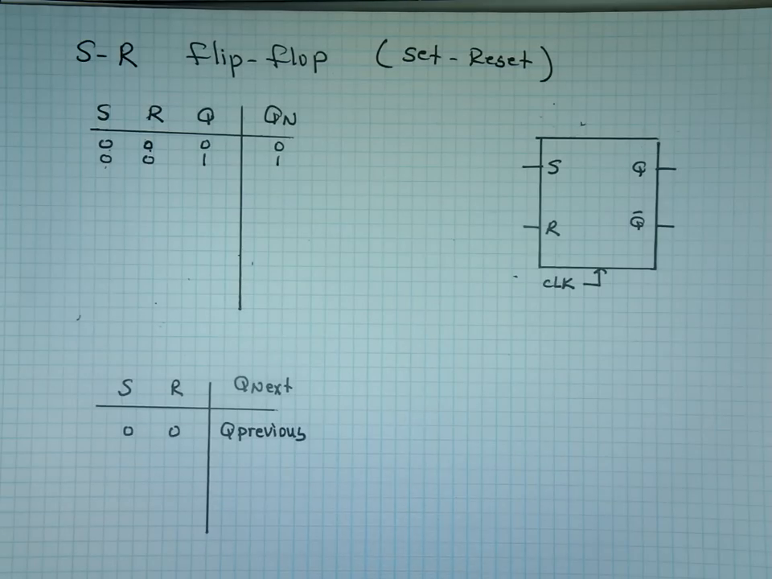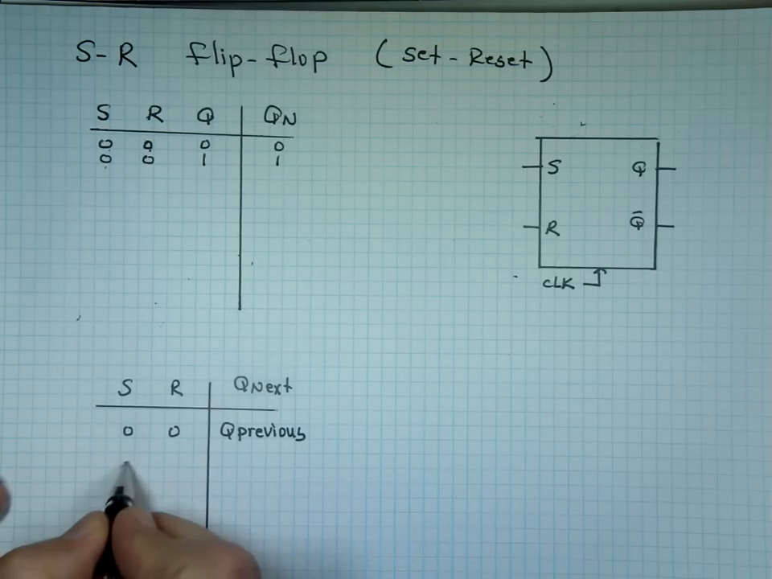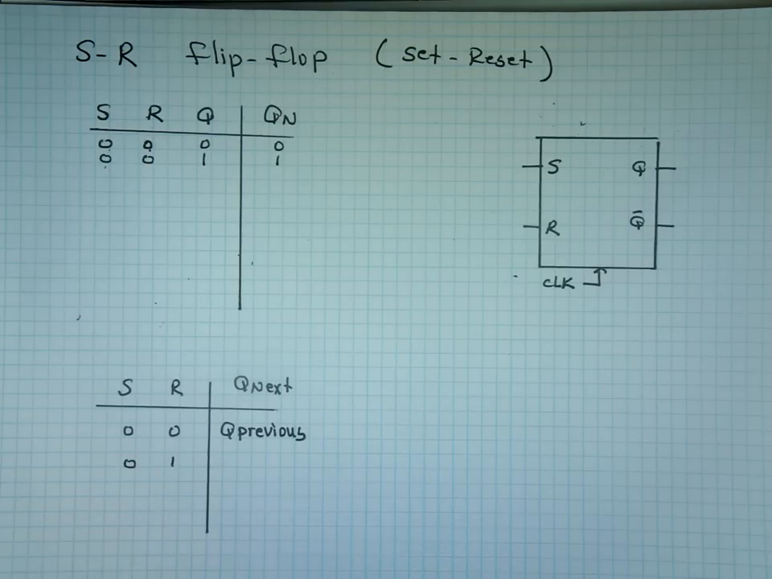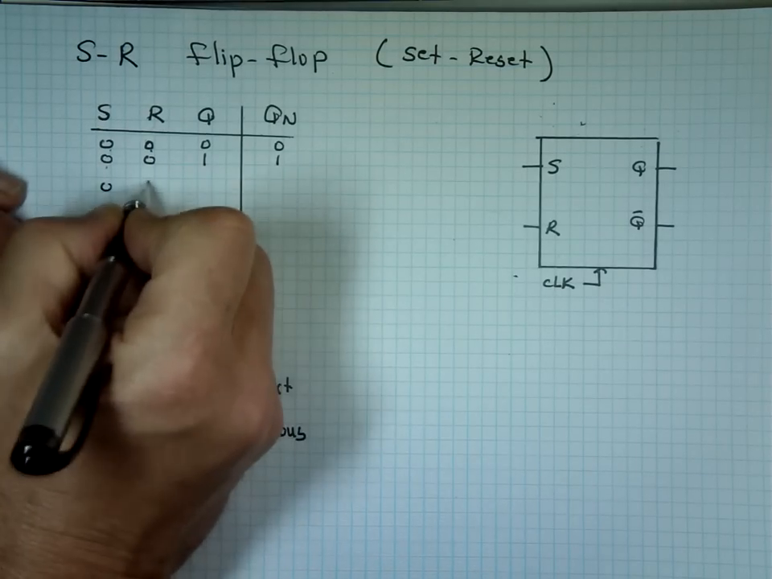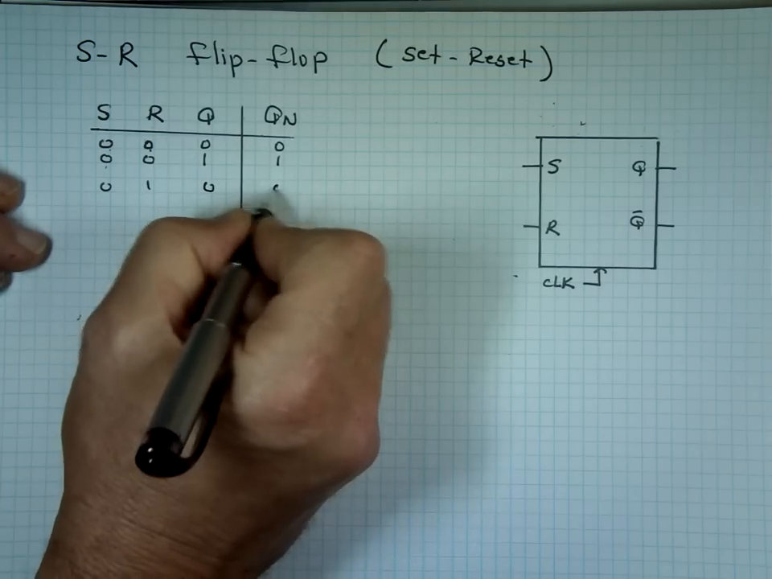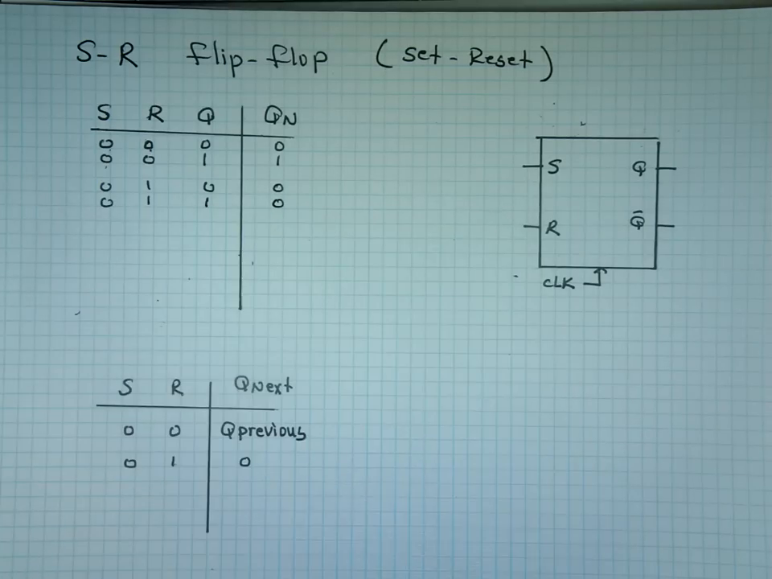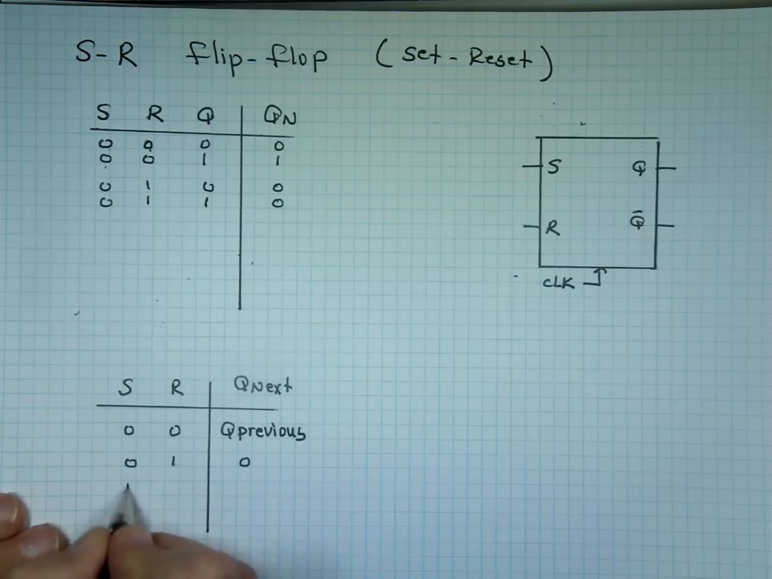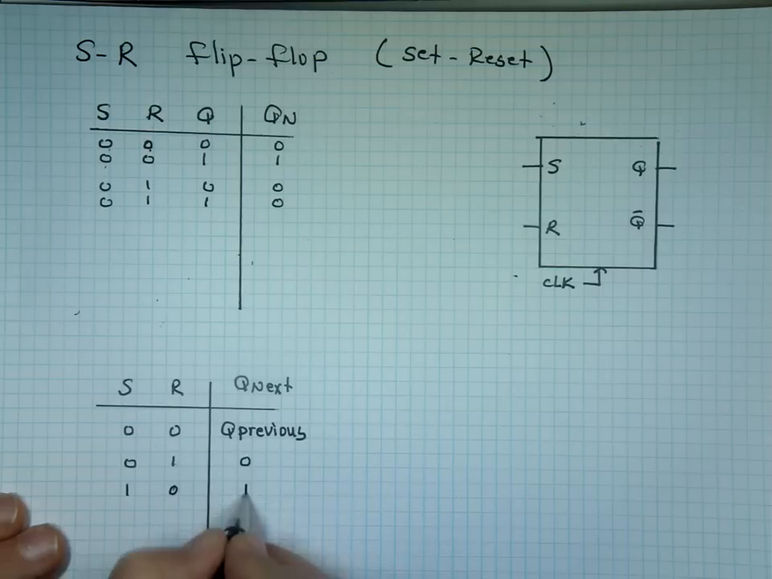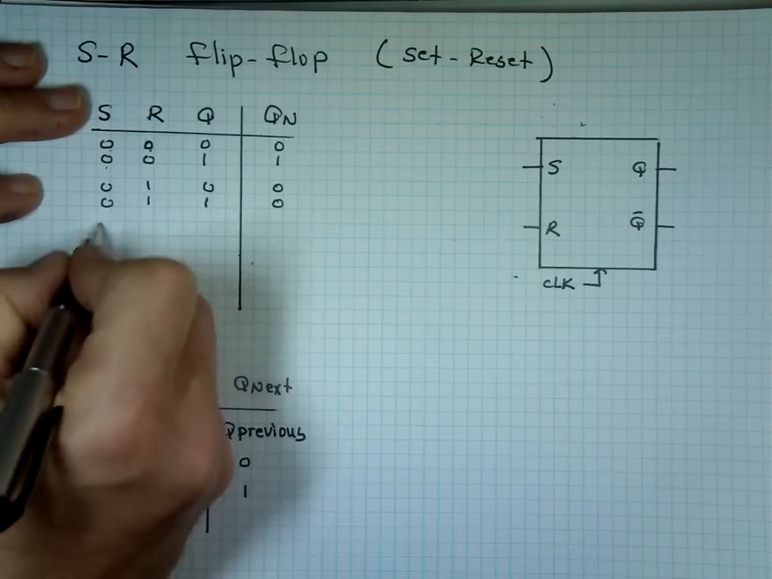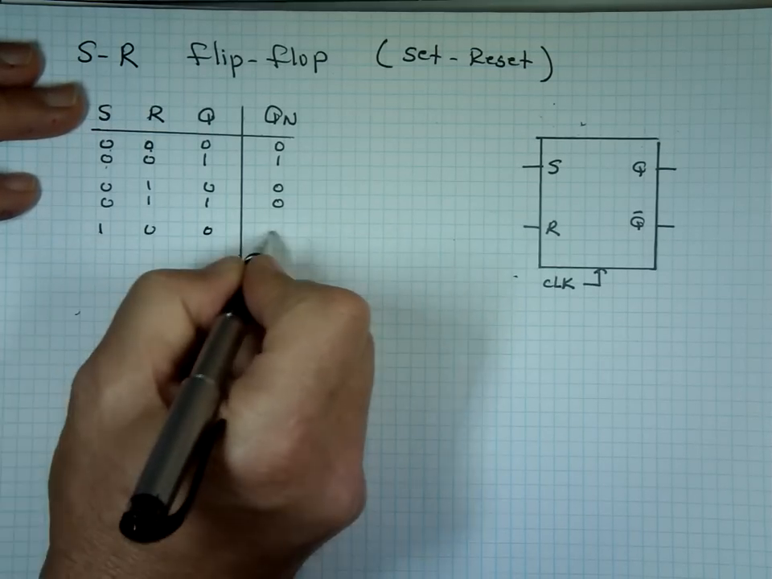If you have 0, 1, that's a reset. The next state will have to be always 0. So 0, 1, and if Q is 0, it stays the same. 0, 1, and Q is 1, it's going to go to 0. When it's 1, 0, that's a 1. 1, 0, 0, that'll go to 1. 1, 0, 1 stays 1.